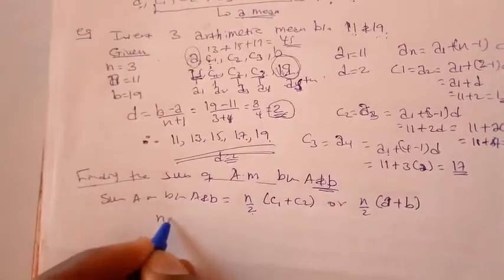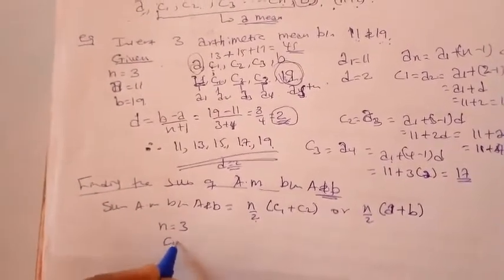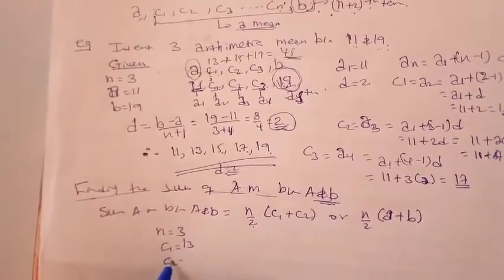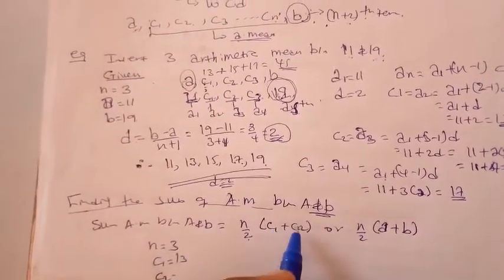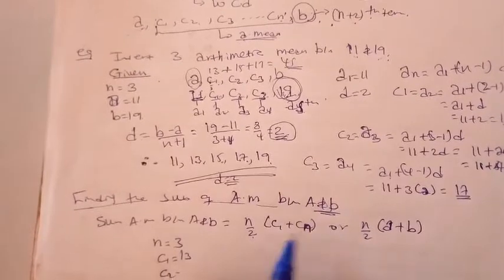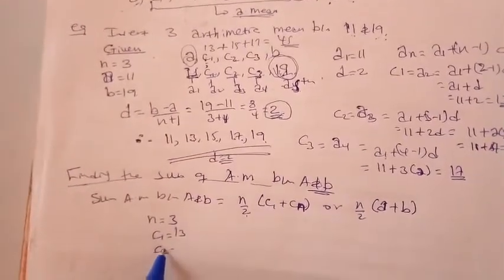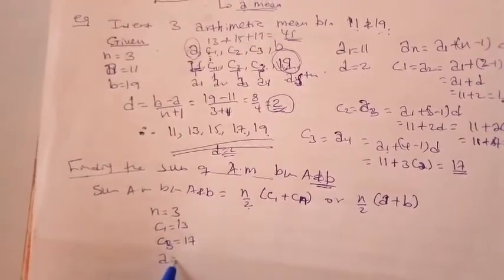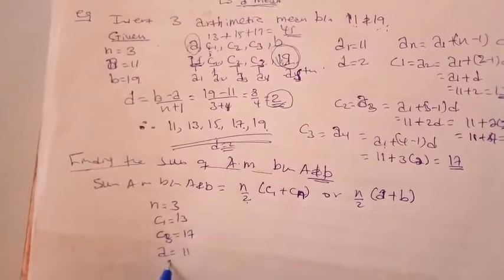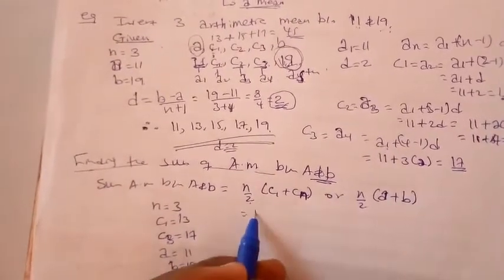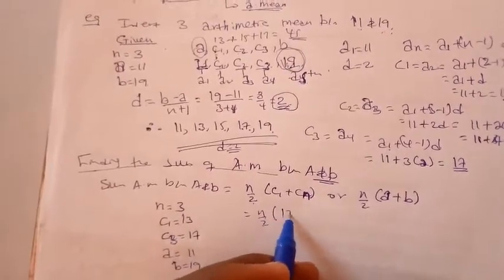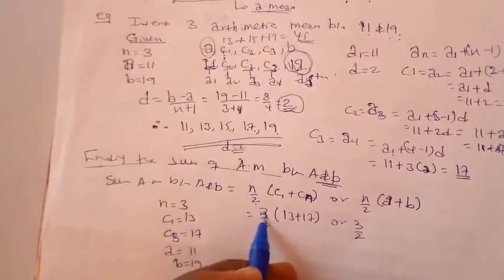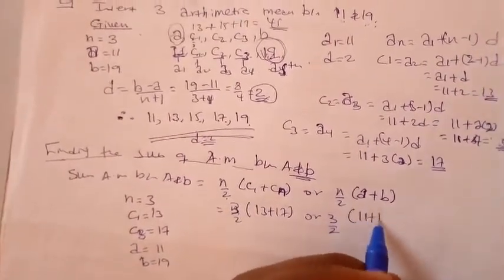We have the value of n is equal to 3, and C1 is 13, C2. C1 plus Cn, so we have the value of Cn, that is C3, which is 17, and we have the value of A, that is 11, and B, 19. So 3 over 2 in bracket C1, 13, plus 17, or 3 over 2 in bracket 11 plus 19.